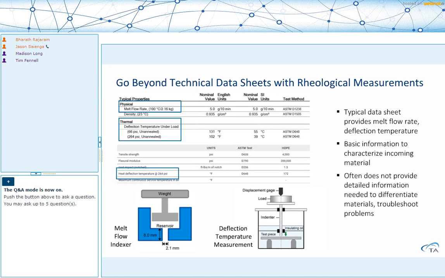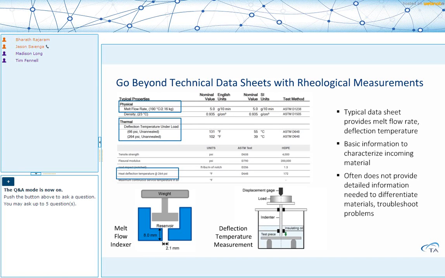But it often does not give the level of detailed information that is needed to differentiate between materials, or if you end up choosing that supplier and you get problems, it's not nuanced enough to help you troubleshoot problems. And the reason for that is these are simple basic measurements. Both of these are constant stress based measurements.